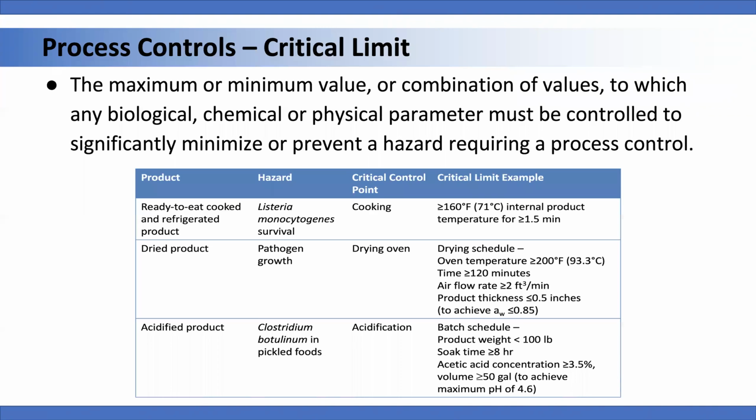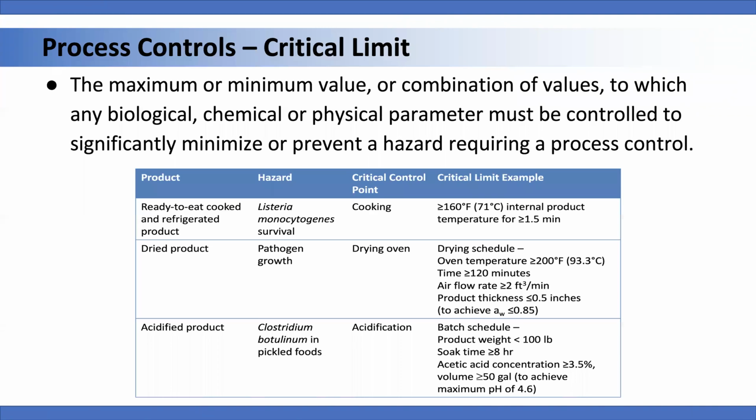Okay, critical limit. Critical limit is the maximum or minimum value, or combination of values, to which any biological, chemical, or physical parameter must be controlled to significantly minimize or prevent any hazards requiring a process control. Again, critical limit can be decided based on regulatory guidelines, experts like university scientists and specialists, and scientific study like in-house or third-party challenge study, and scientific literature like scientific journals.